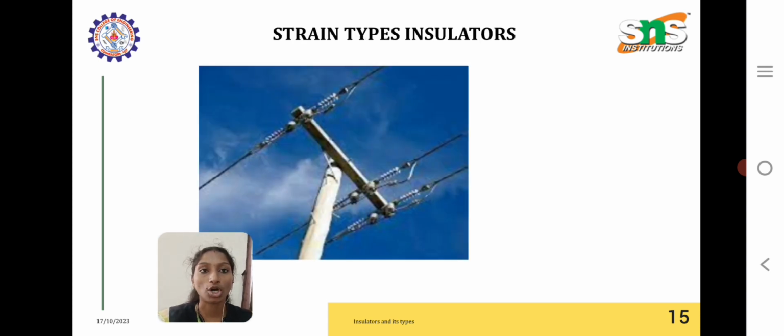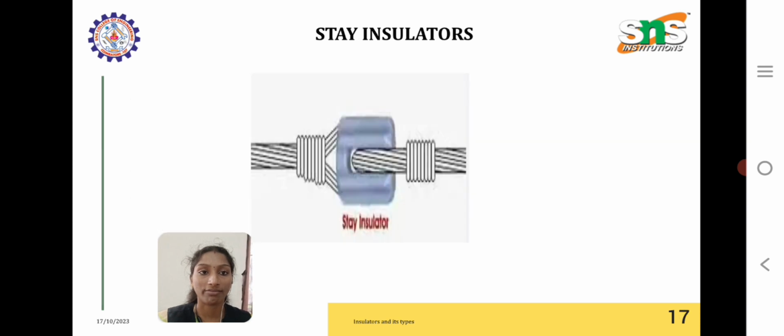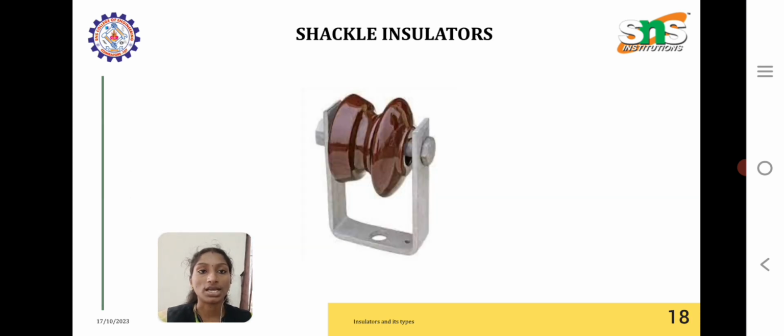And again coming to the topic, strain type insulators. These can be connected both vertically and horizontally. In this picture it is connected horizontally. This is for low voltages, less than 11 kV. And this is the stay insulator. And this is a picture of shackle insulators.